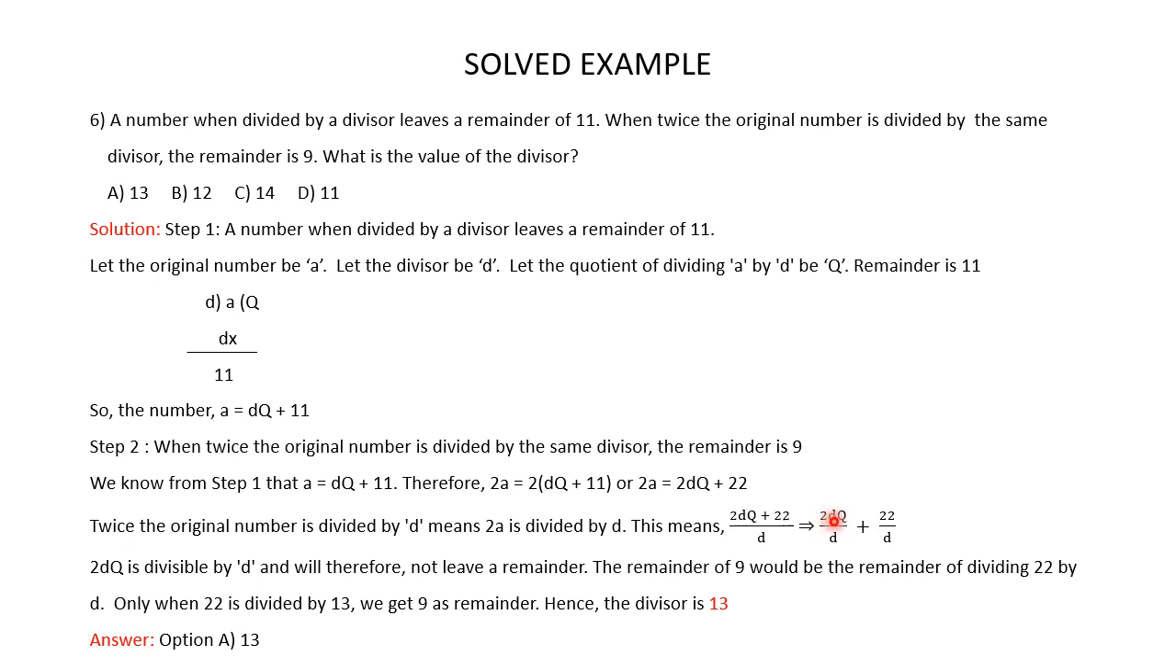This means 2DQ is completely divisible by D, so you won't get any remainder here. But the remainder 9 is got by dividing 22 by D. Only when 22 is divided by 13, we get 9 as remainder. Hence, the divisor is 13. That is, when 22 is divided by 13, we get 9 as the remainder. So, the correct answer is option A, 13.